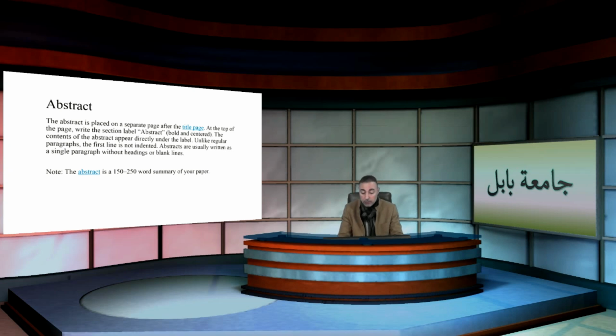That's when you include 150 to 250 words. It should tell the reader a summary of your paper. This should tell the reader what is the gist, what is the theme, what is the plot of your research paper. It just gives the reader an idea of what this research paper is going to talk about.